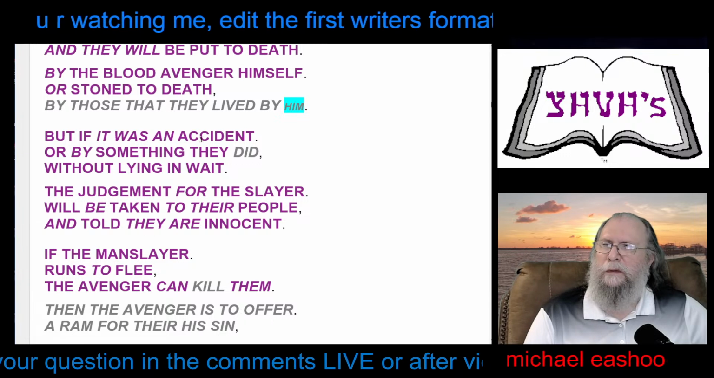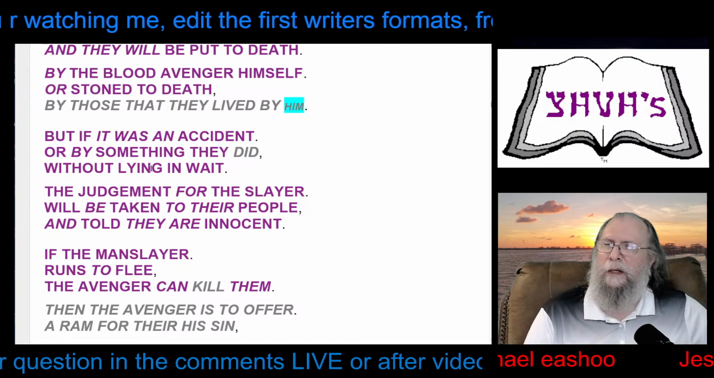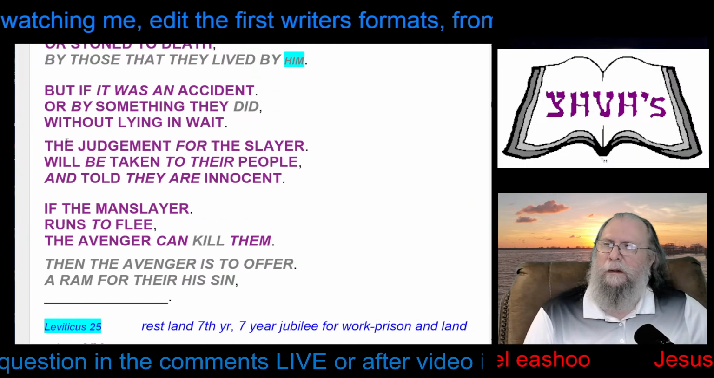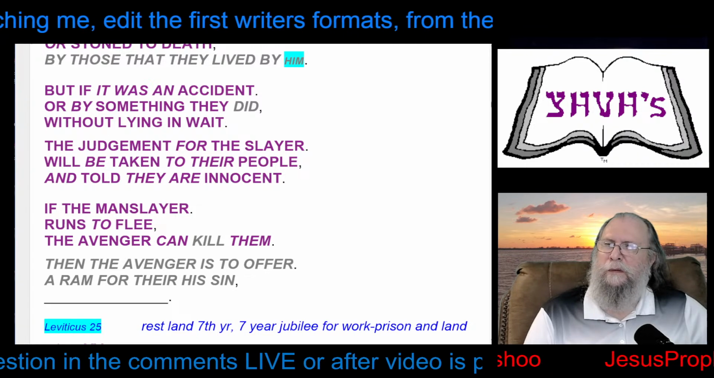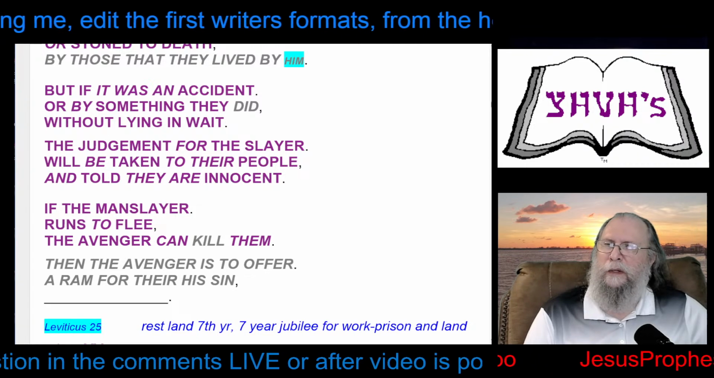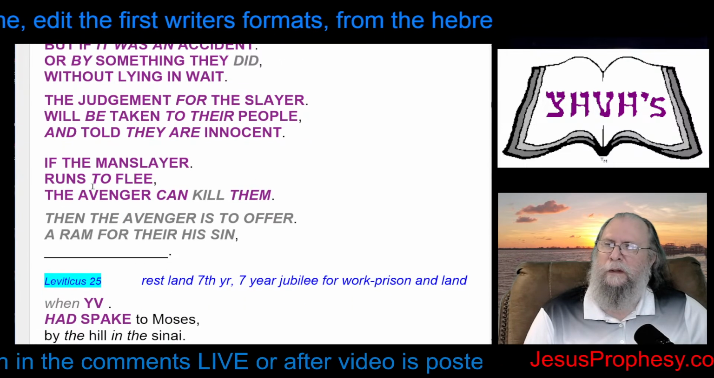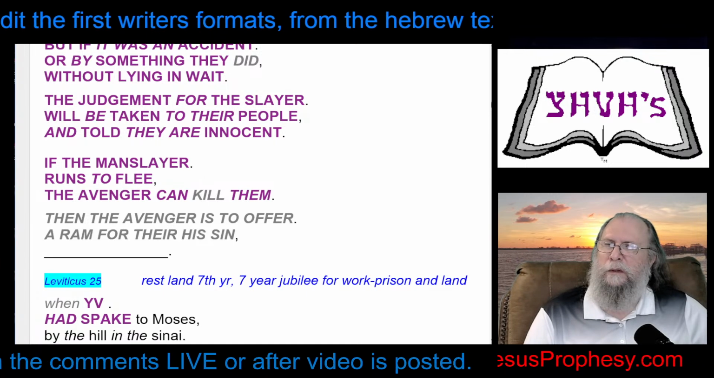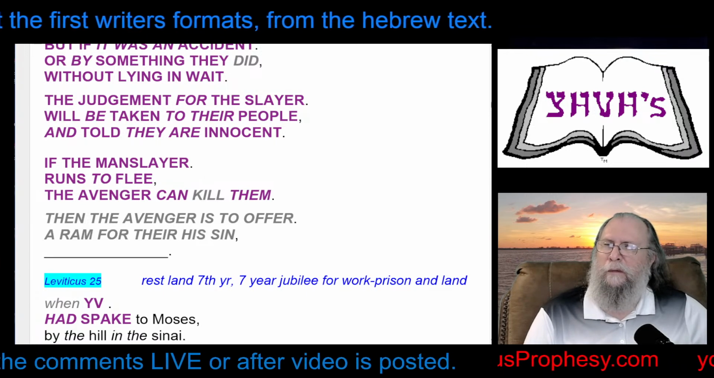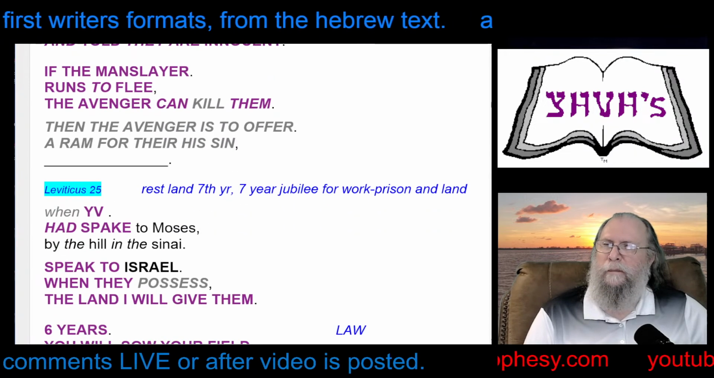But if it was an accident or by something they did without lying in wait, the judgment for the slayer will be taken to their people and told they are innocent. If the manslayer runs to flee, the avenger can kill them. Then the avenger is to offer a ram for their sin offering. Okay.